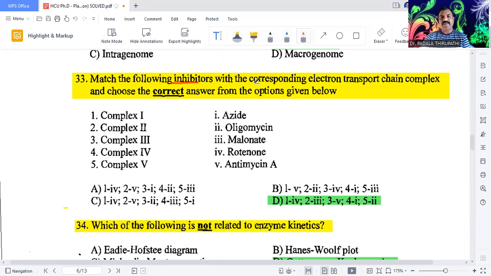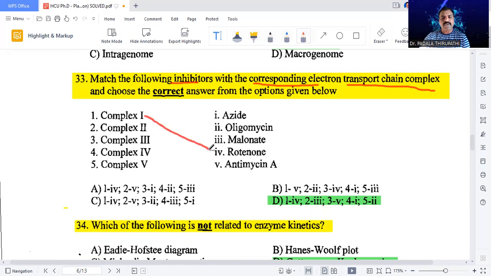Okay, the correct pairing we observe here is with the transport chain complexes. In the electron transport chain, 5 complexes are observed. So that is complex 1. Complex 1 represents rotenone.